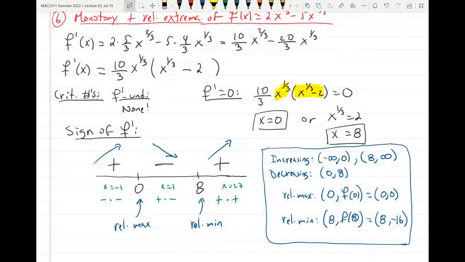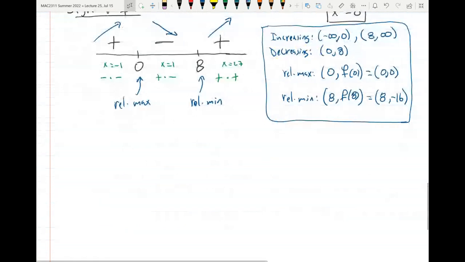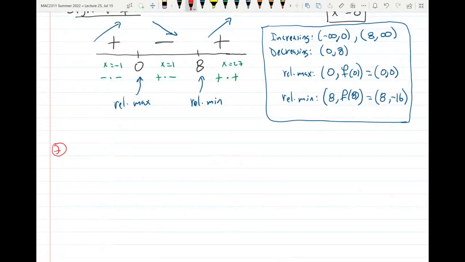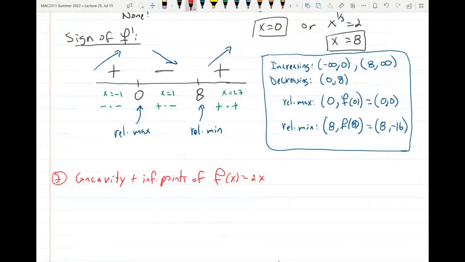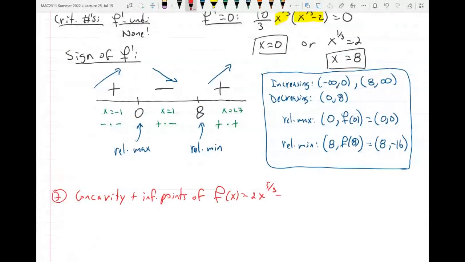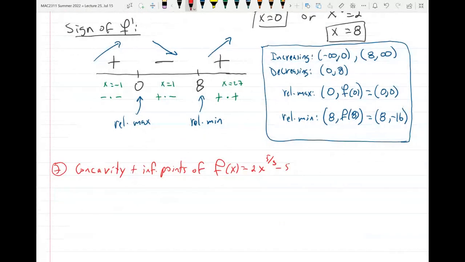Okay, so now that we have everything about the first derivative, let's go to our seventh step, which is looking at the second derivative. And for that, we want to figure out concavity plus inflection points of the function f. Remember, this is about the function f. So of the function f, let me remind you the formula once again, which is 2x to the 5 over 3 minus 5x to the 4 over 3. Okay, so we want to find this information.